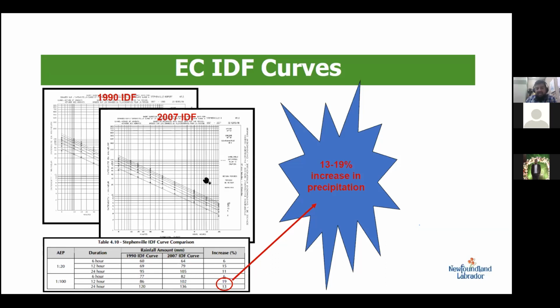So it made me think, okay, is this climate change? Is something happening to the precipitation? And if it is, how do we capture that in the flood risk mapping?